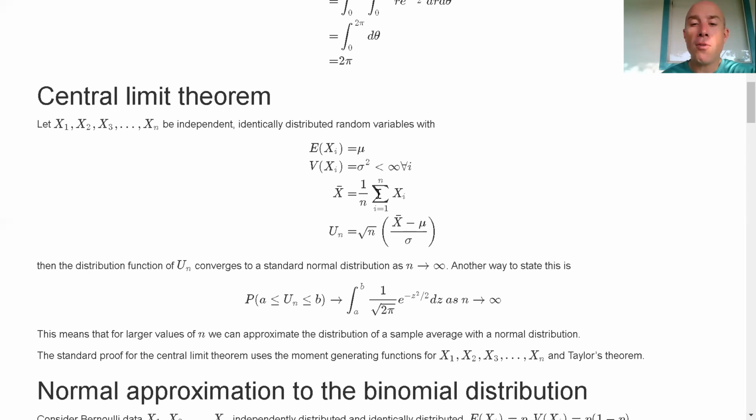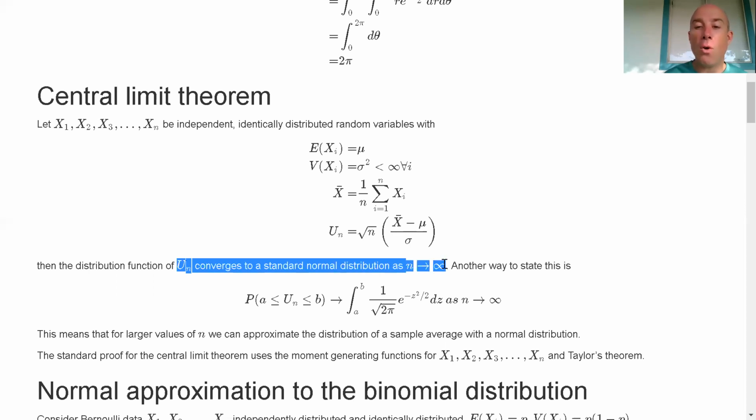So we'll say x bar is equal to the sample average. Let's say u sub n is equal to x bar minus mu divided by sigma times the square root of n. Then the probability that u sub n is between a and b will go to this integral as n goes to infinity. So what we're saying is that the probability distribution of u sub n converges to standard normal as n goes to infinity.